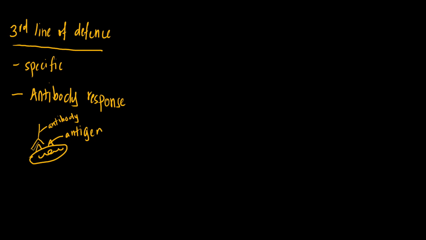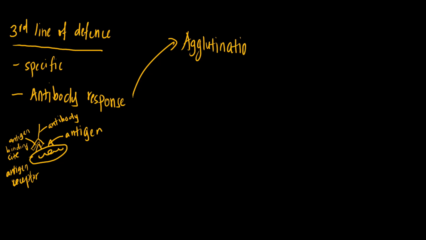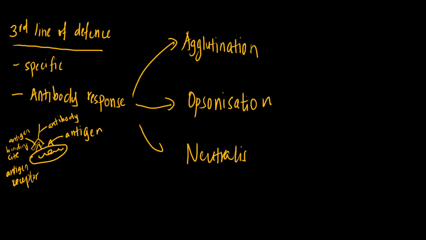This side we call the antigen binding site, or sometimes antigen receptors. So the antibody will bind to the antigens of bacteria or viruses, and later on it will work in 4 different ways. We have the first one, agglutination, and the second one, opsonization. Then the next one is neutralization, and the last one, lysis.